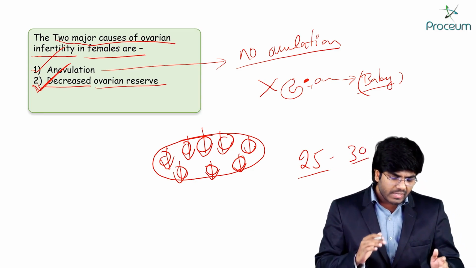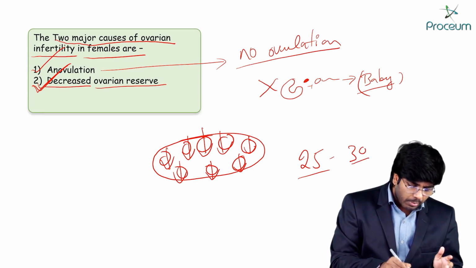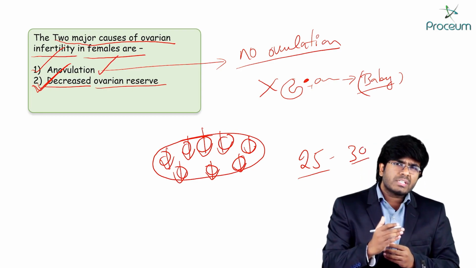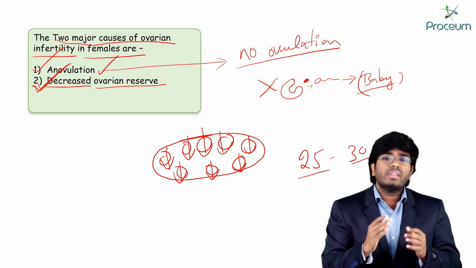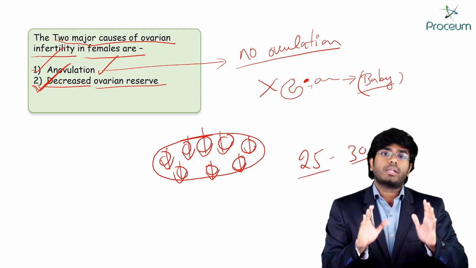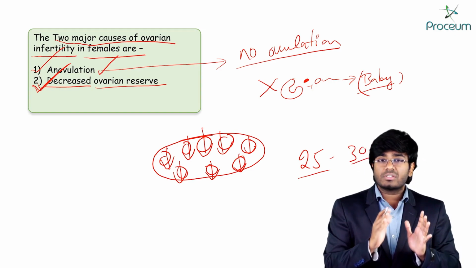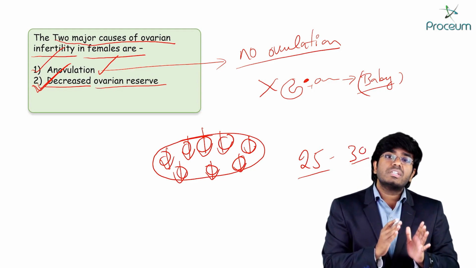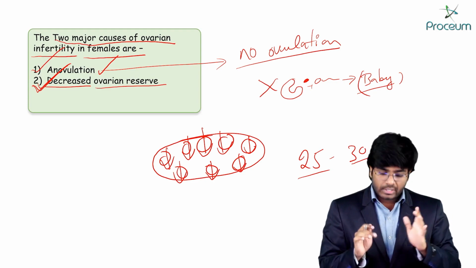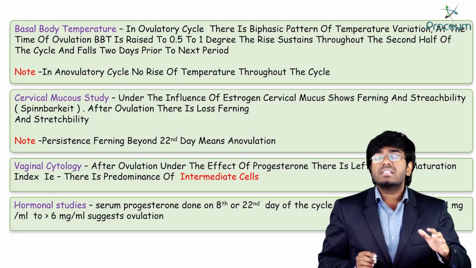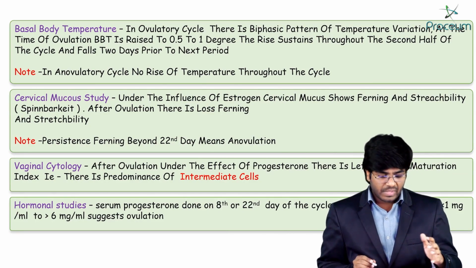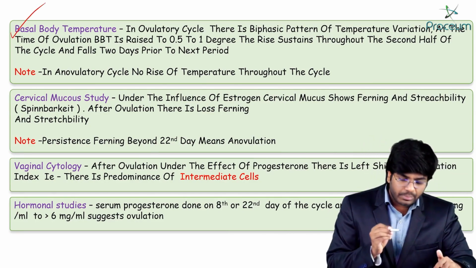Now let's see first about anovulation. Guys, how to know whether she has ovulated or not? Anovulation is one of the major causes of infertility in females. Now how to know whether she has ovulated or not? For that there are certain tests which can show you whether she has ovulated or not. For example, basal body temperature.